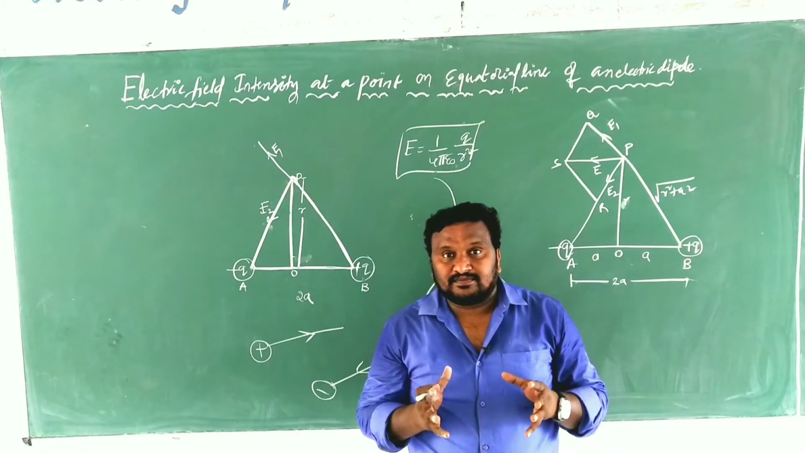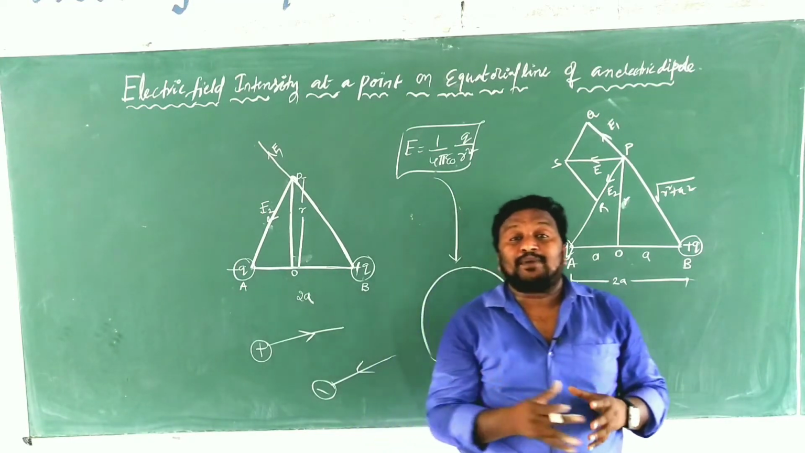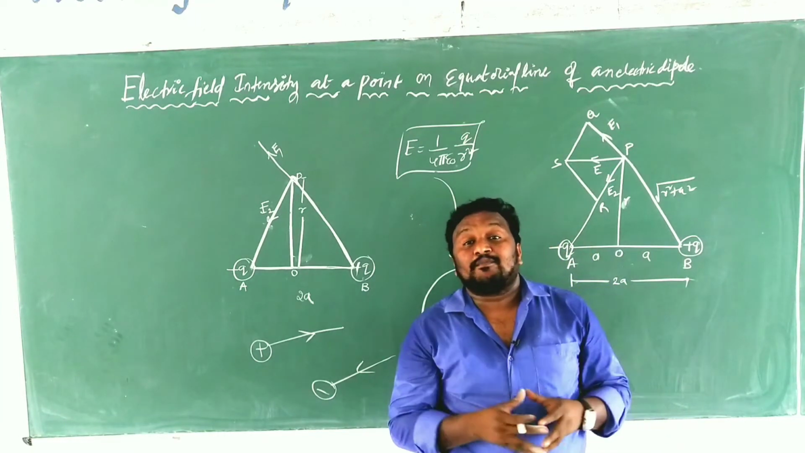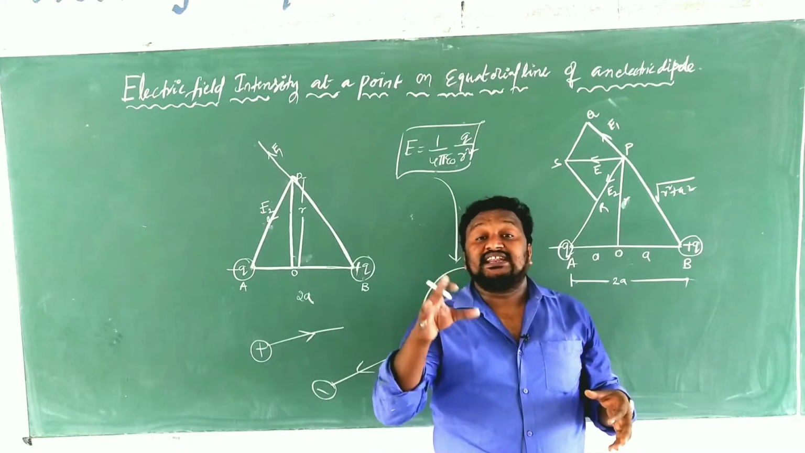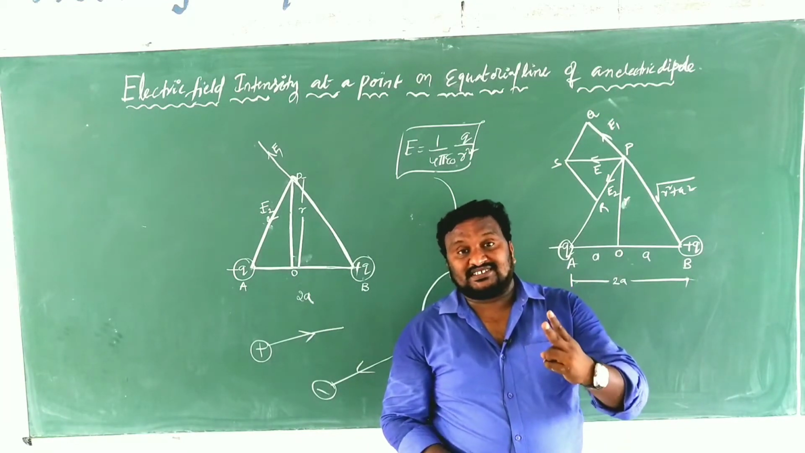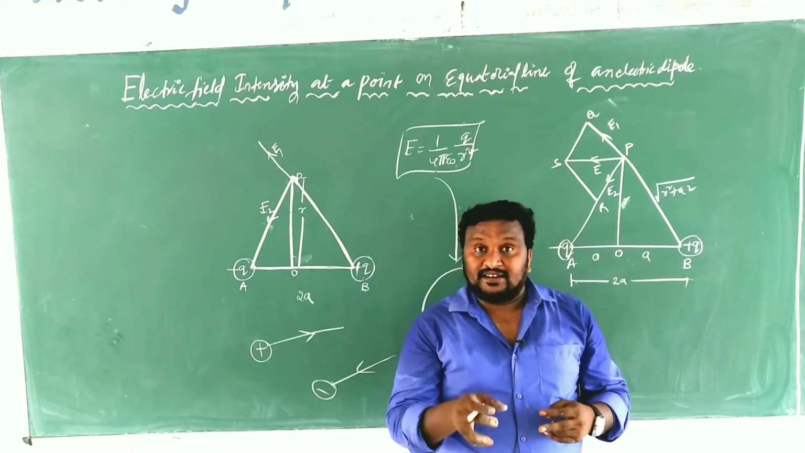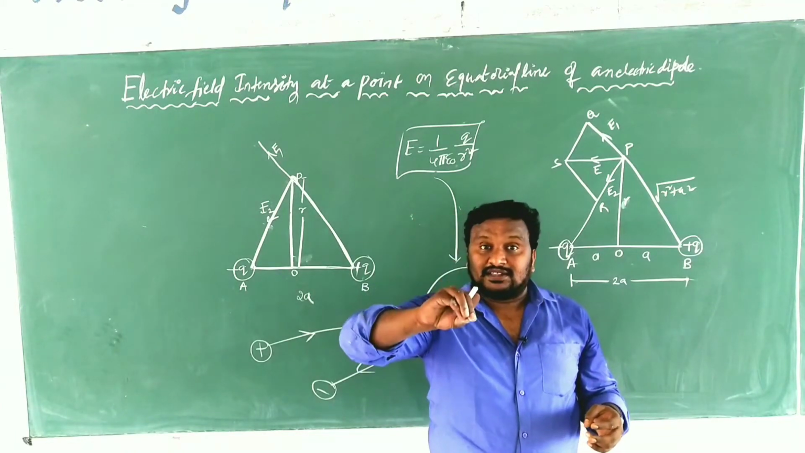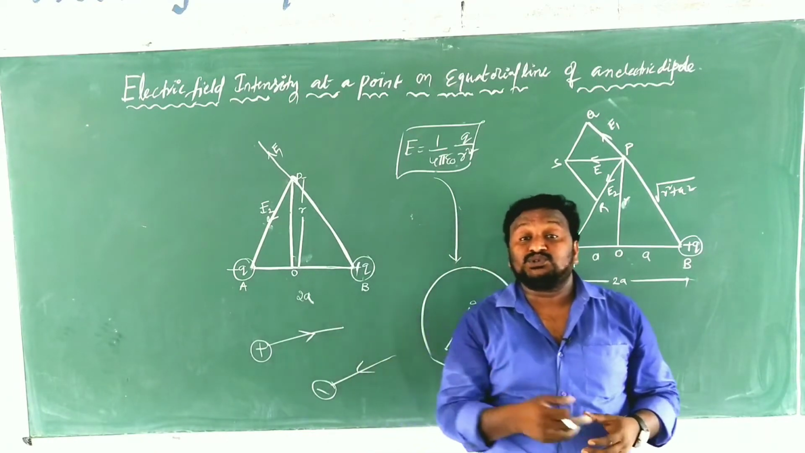Parallelogram law of vectors. If two vectors are taken as adjacent sides of a parallelogram, then the diagonal which is drawn from the same point will be the resultant of those two vectors. If you draw two vectors as adjacent sides of a parallelogram from a point, then the diagonal which is drawn from the same point acts as the resultant of those two vectors.